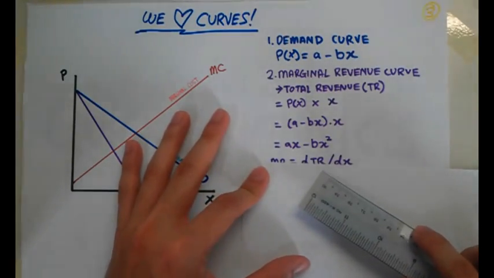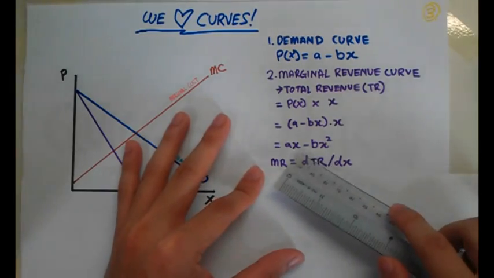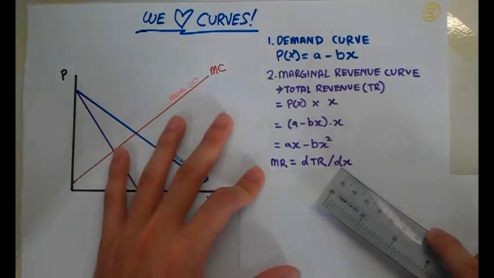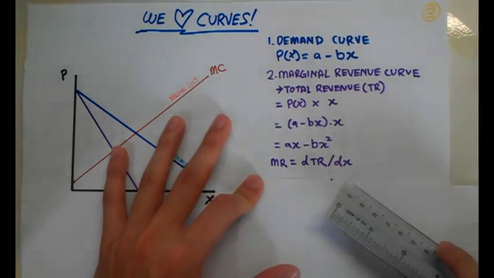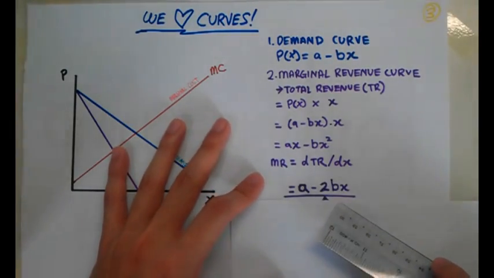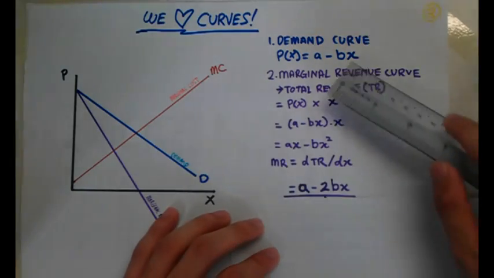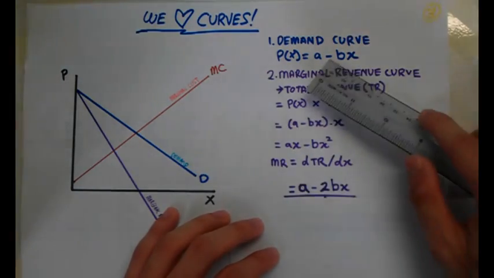Next, to get marginal revenue, you just differentiate the total revenue with respect to X, and you will get this. As you can see, if you compare this and this, you will notice that there is a number 2 in front of the B.